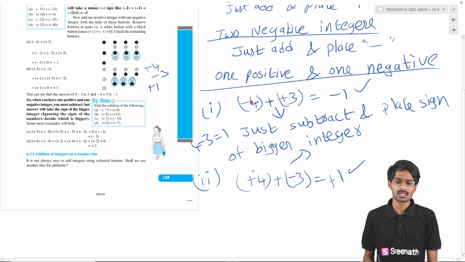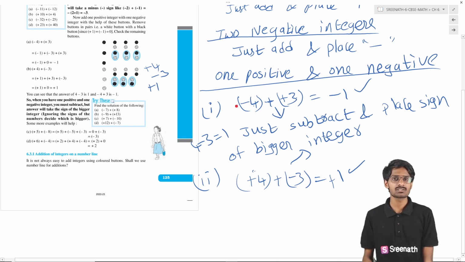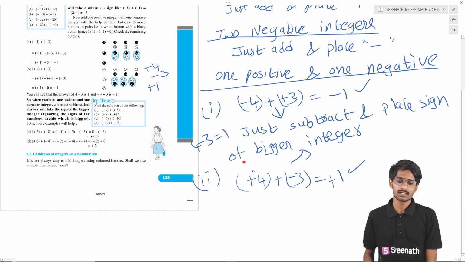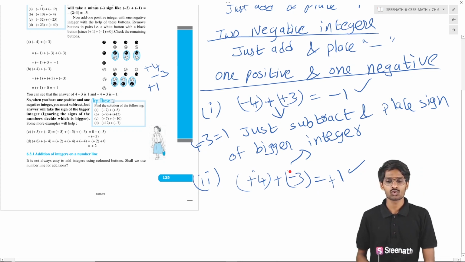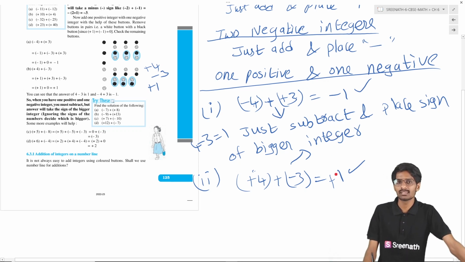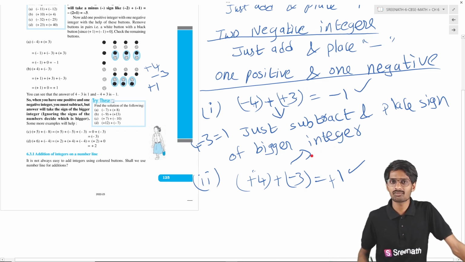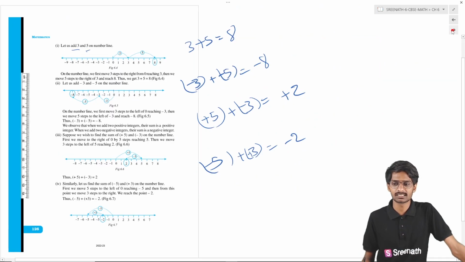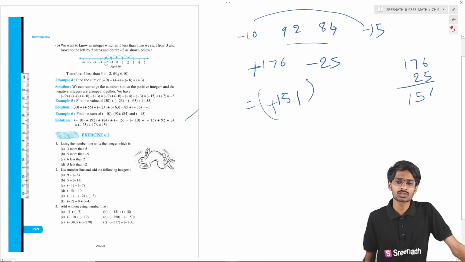See which is the bigger integer, 4 or 3. 4 is the bigger integer. What is the sign of the 4? Here it is minus. So we have put it minus here. In this case, out of 4 and 3, the bigger one is 4. The sign of the bigger integer is plus. So we have put it here plus. So you have to subtract, and after that you have to find the bigger integer's sign, and the result must have the sign of the bigger integer. That's it.